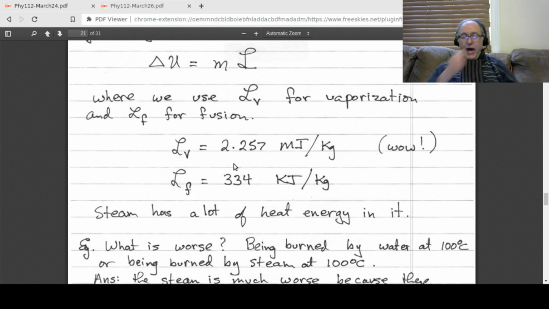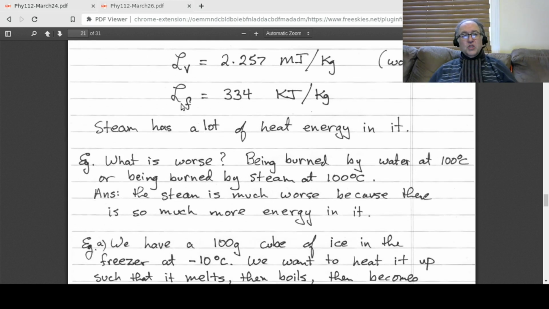Here's a typical question that one might ask to really get your mind around this. What would be worse, being burned by water at 100 degrees Celsius or steam at 100 degrees Celsius? You might say, well, they're both at 100 degrees Celsius, so one is just as bad as the other. No. The fact that they're 100 degrees Celsius just says something about the kinetic energy of the particles. But there is much, much more energy in that steam than there is in the water. So being burned by steam is much worse than being burned by water, even if they're both at 100 degrees Celsius.